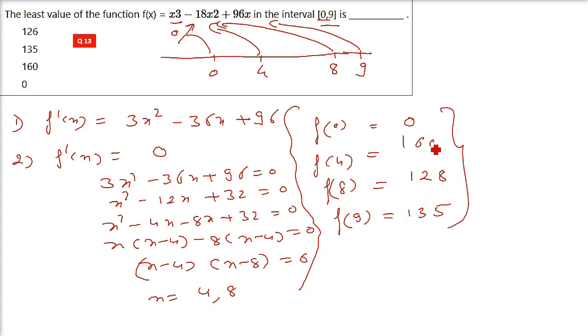0. Minimum is 0. If the question would have been the highest value of the function, it would have been f4, which is 160. So 160 is matching, 135 is matching. So this question is a classic example of a different question that we have already done. So this is the least value, which is 0 in this case. This is your answer, okay?